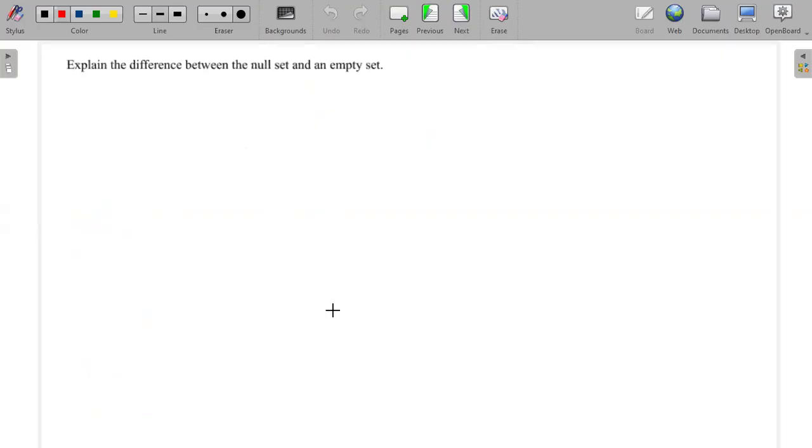So the next question says, explain the difference between the null set and the empty set. So here the answer is, first of all, we need to know that there's no difference. There's no difference. So the null set and the empty set are both the same thing.